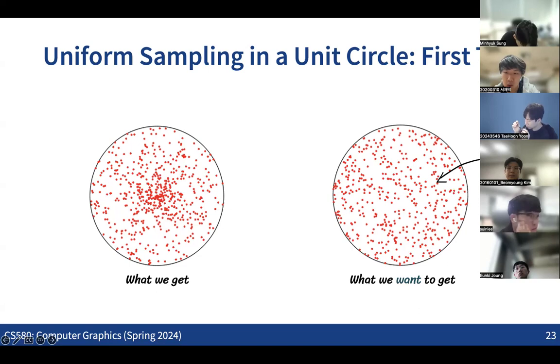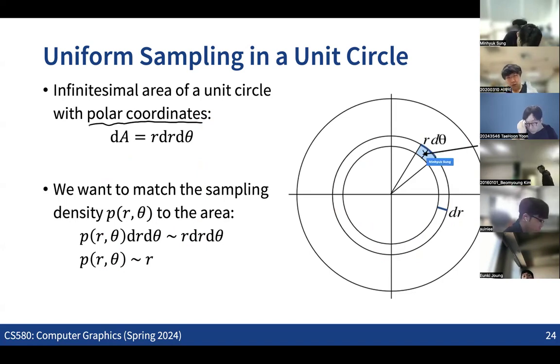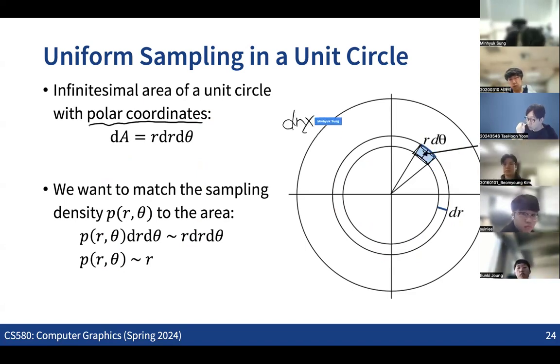So what we can actually see here is this case. Let's say we are computing the infinitesimal area of any point in the unit circle using polar coordinates. Then for each point here, the area of this small region becomes dr times r d theta, right?